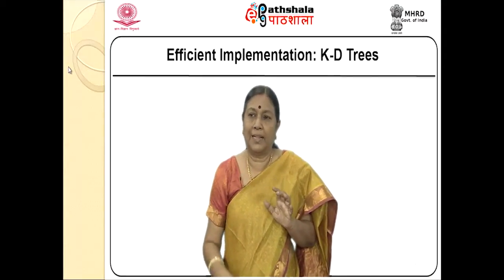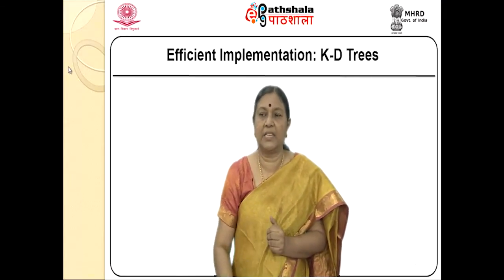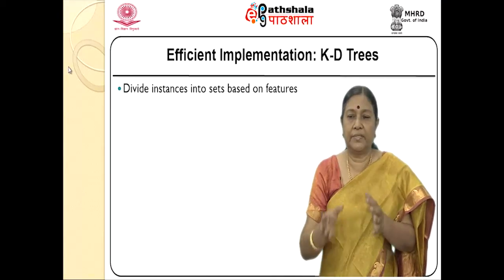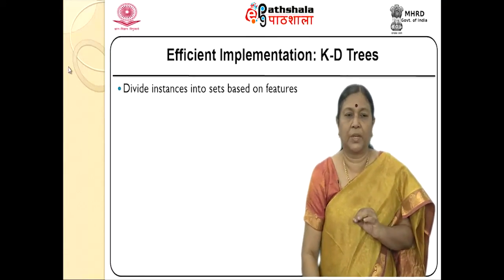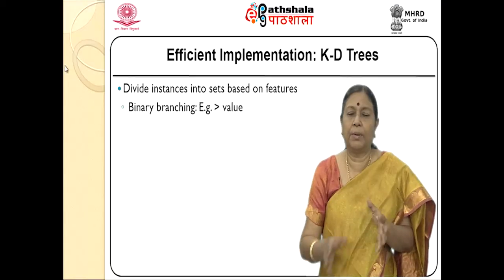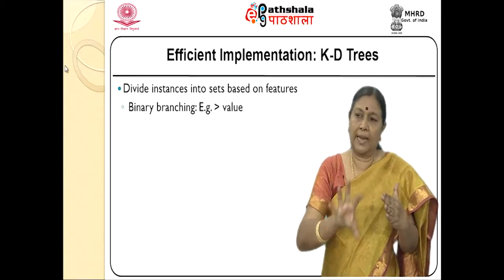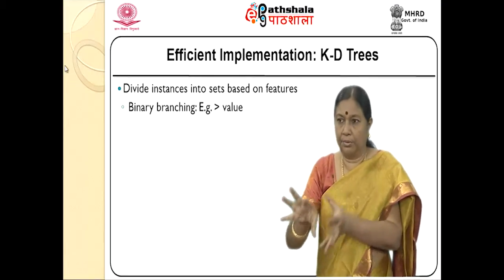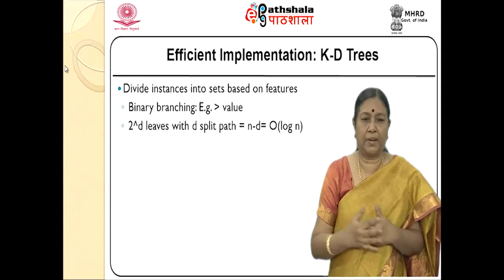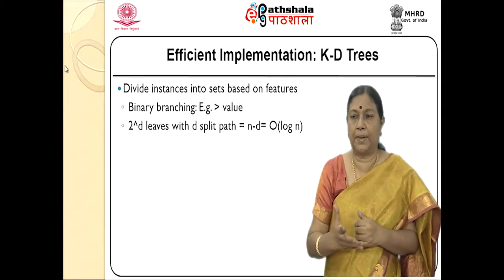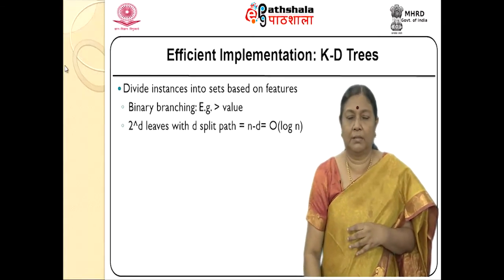Now, another efficient implementation for nearest neighbor is KD trees. What are KD trees? You divide the instances into sets based on features, and then you do a binary branching. If the example is greater than the value, only then you do the distance calculation. So, there will be about 2 to the power of d leaves, with d splits depending on the number of attributes, and it will be of the order of log n.